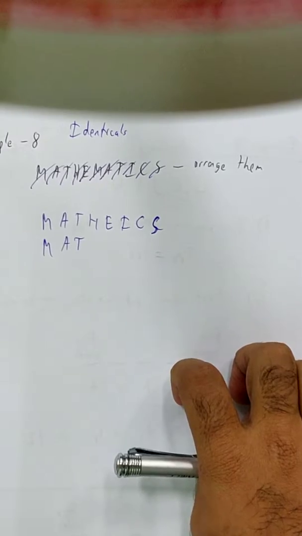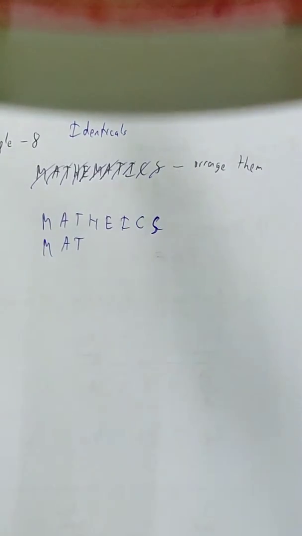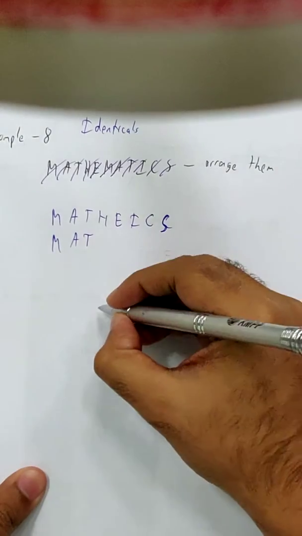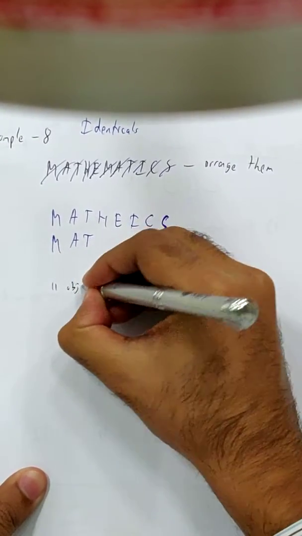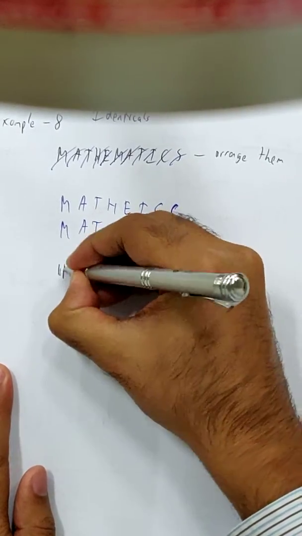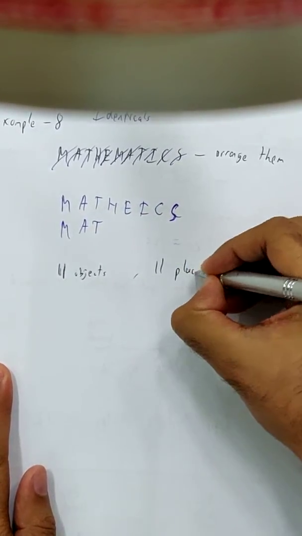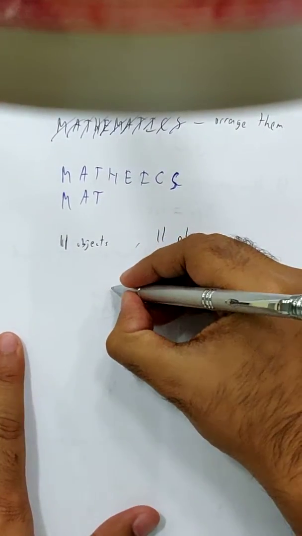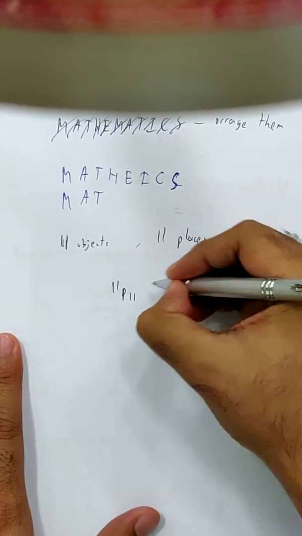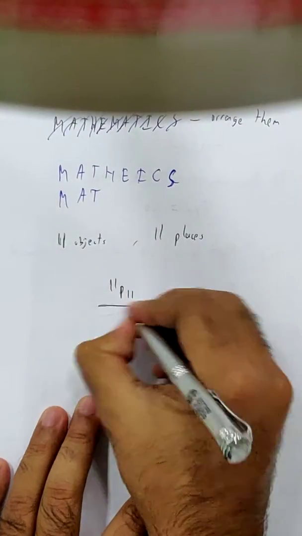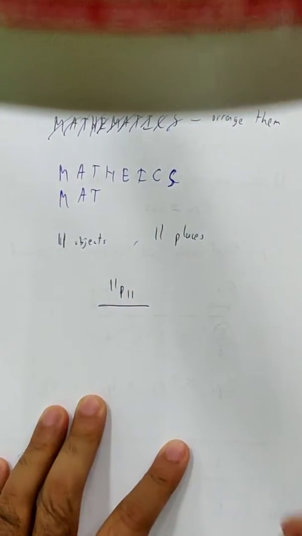Okay, let's continue. So how do we rearrange them? How many objects do we have? We have 11 objects. How many places do we have? 11, because you're going to rearrange all of them. So how do we calculate? Normally it is 11p11. But they are identical in this case. So you should divide by identicals.